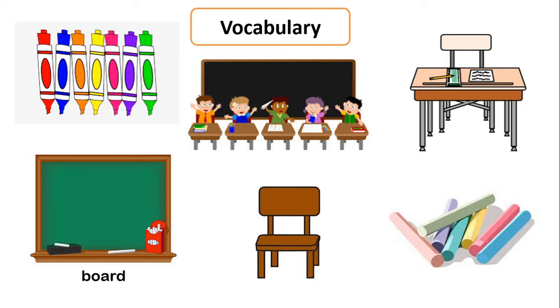In the first picture, you can see a board. In the second picture, you can see a desk. What can you see in the third picture? It's a new word, chalk. In the following picture, you can see a chair. Then you can see markers. And in the last picture, we can see classmates.